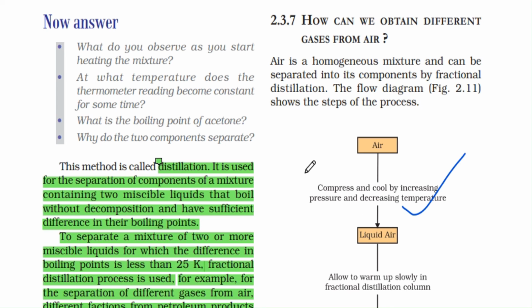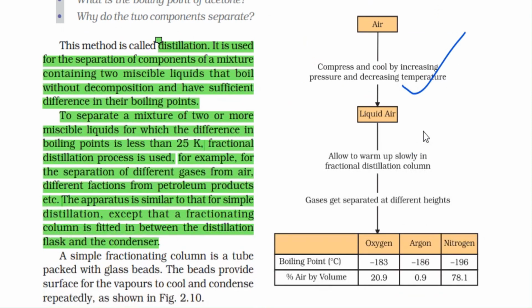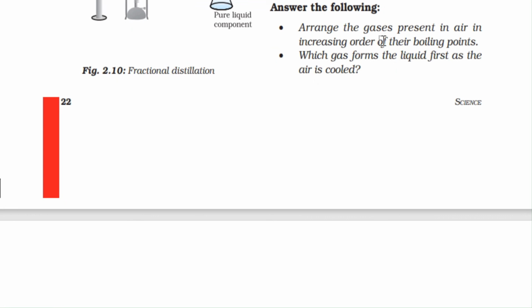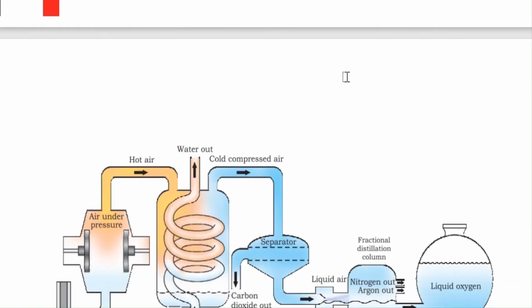So the question is, how will you obtain the gases? You can show this chart. Arrange the gases present in the air in the increasing order of their boiling points. Which gas forms the liquid first as the air is cooled? So we have to find out which gas gets cooled first.